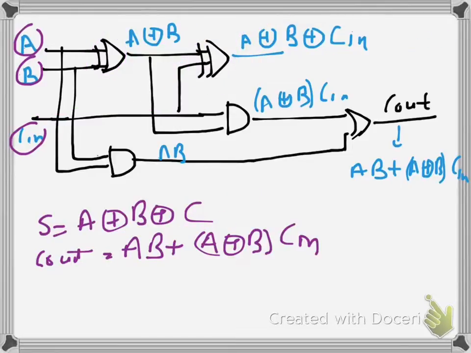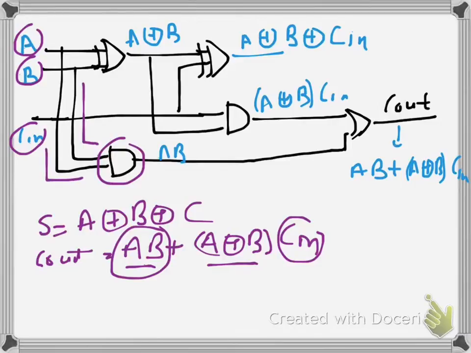Now let's talk about C out. In C out we actually need A into B one thing, and after that A XOR B multiplied by C in. So this A into B can be implemented by an AND gate. Here we have used an AND gate whose input is A as well as B. This is B, this is A, and the output will come out to be AB.